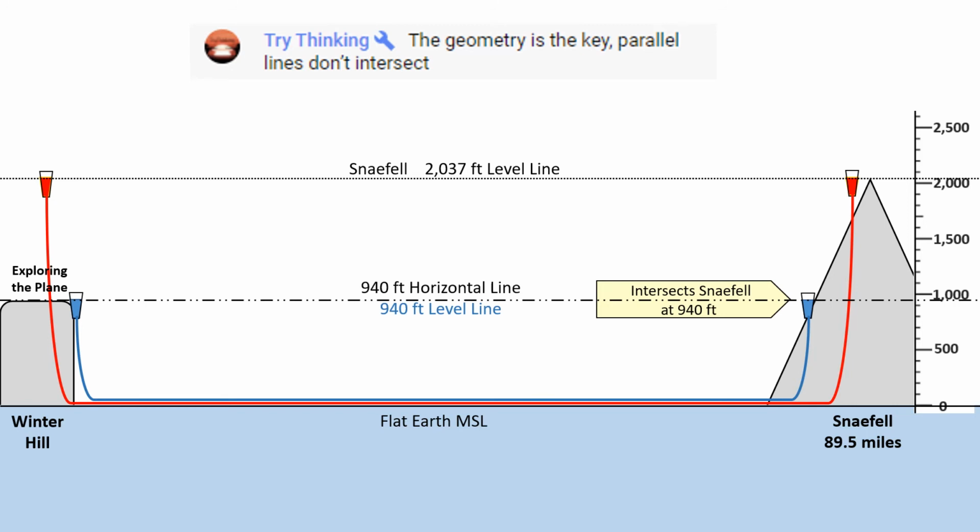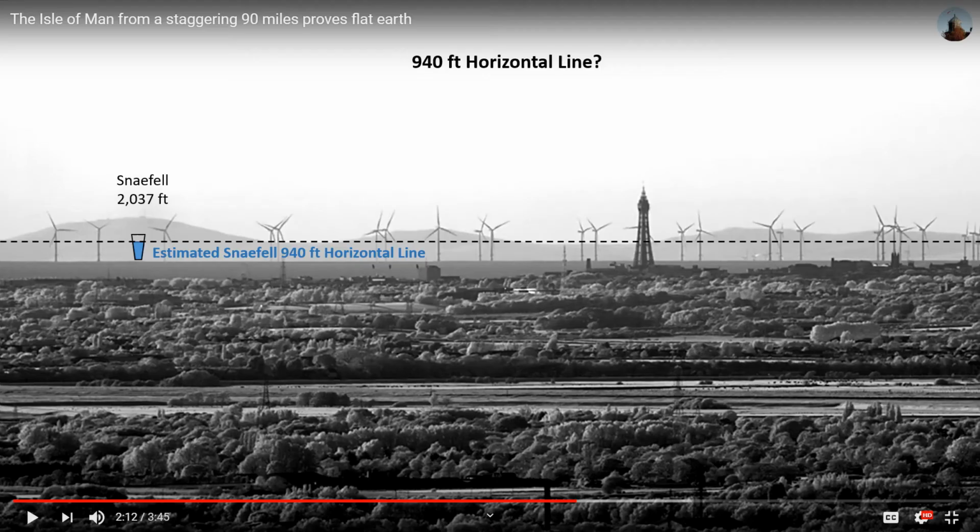Now, if we did the same thing with a 940-foot water level starting at Exploring the Plane's position, and we strung it all the way over to Snaefell, we see that it would intersect Snaefell at 940 feet. So using Snaefell as a guide on a flat Earth and assuming that we are seeing all of the Isle of Man, this would be the estimated height of a 940-foot horizontal line. Of course, there is a little problem here.